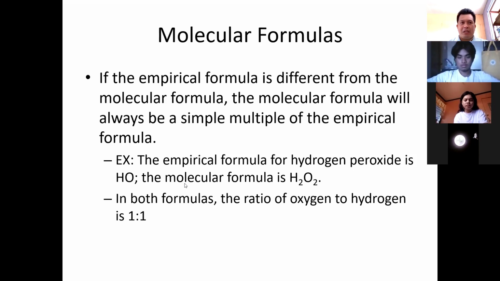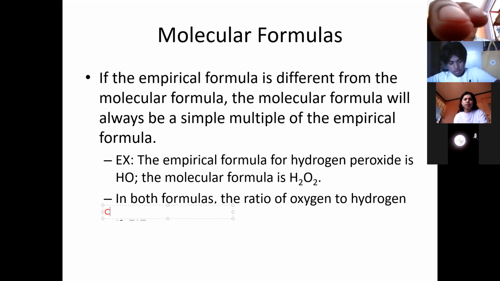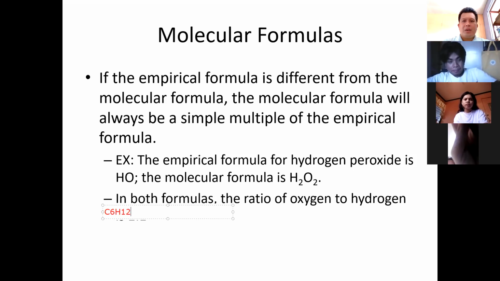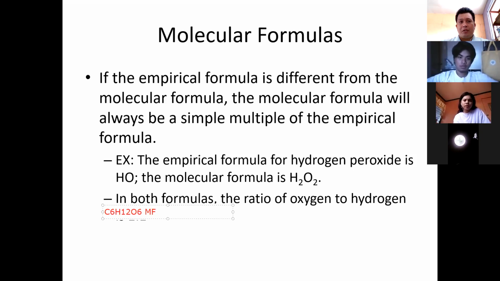For example, glucose. Glucose has a molecular formula of C6H12O6. Again, the molecular formula of glucose is C6H12O6. But when you talk about the empirical formula of glucose, it's just CH2O. Compare the difference between the molecular formula and the empirical formula, class.